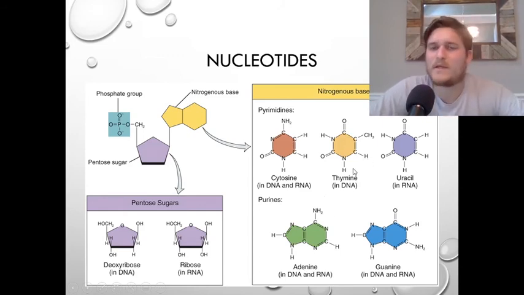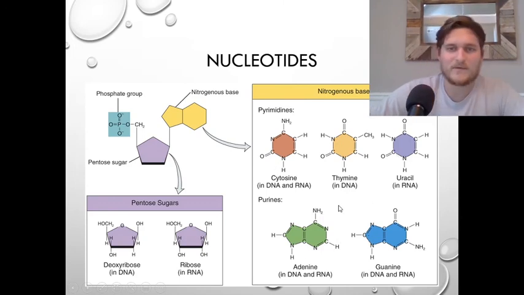Except for in RNA, the only difference that we're going to have is thymine is going to be replaced with uracil. And so, again, we're going to talk more about genetic expression at a later date. But ACGT is going to be found in DNA, and then ACGU will be found in RNA.